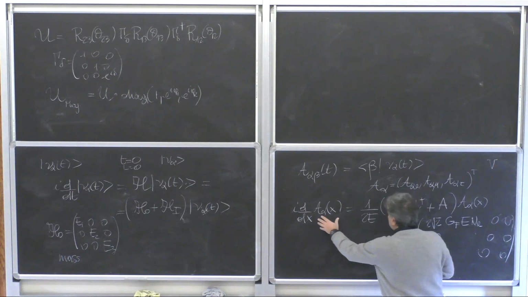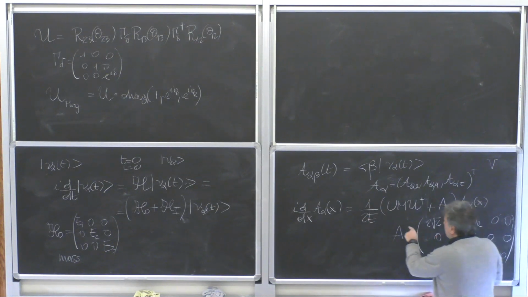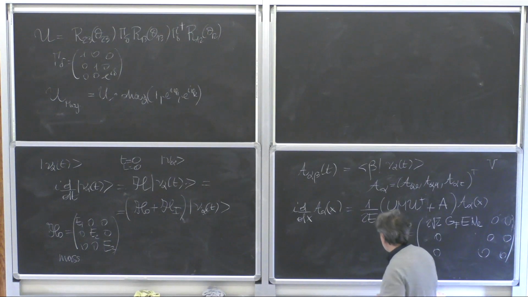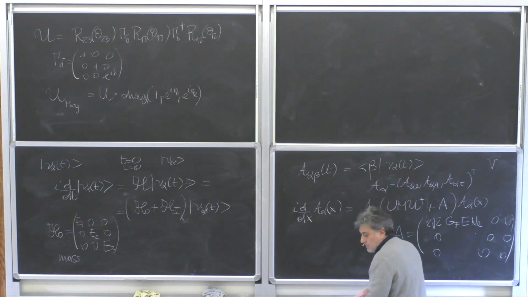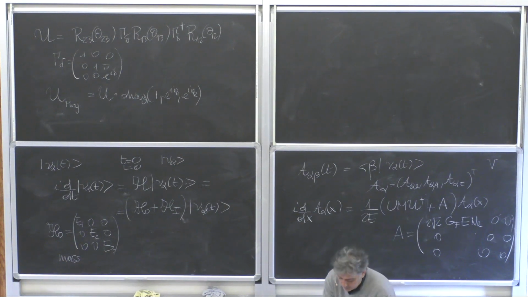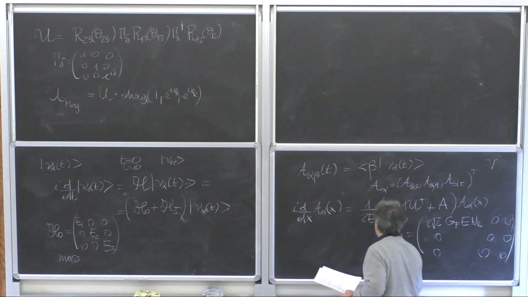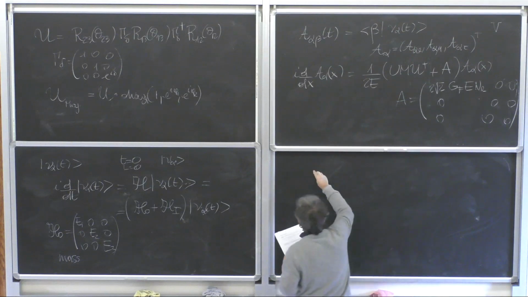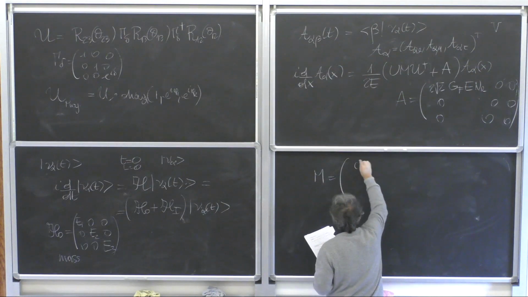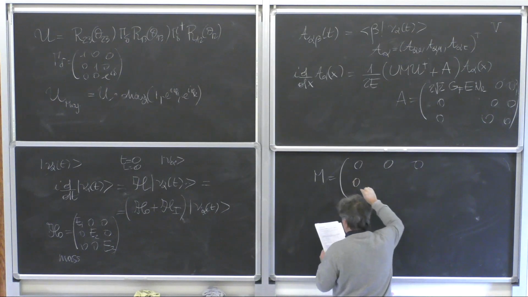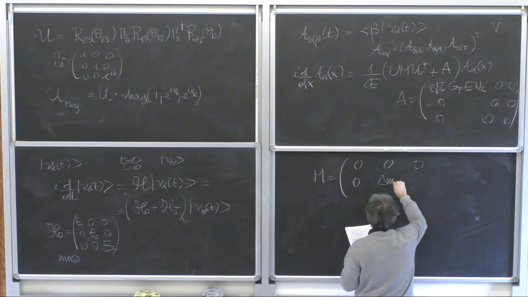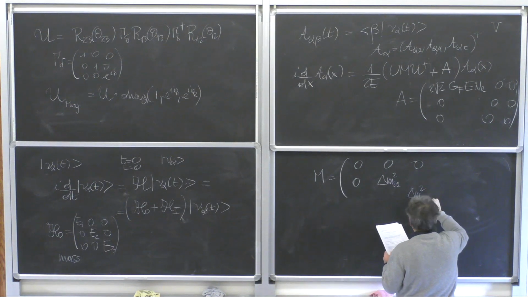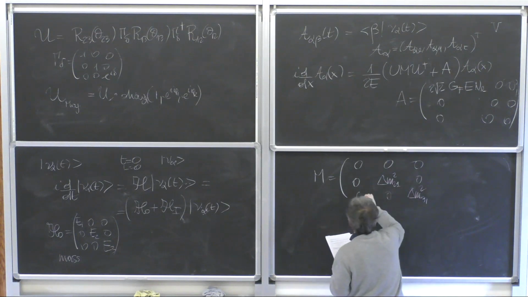Now this is in the flavor basis. What is this? Here, this matrix M is actually defined in this way: M is 0, 0, 0, 0, delta m squared 21, delta m squared 31, 0, 0, 0.